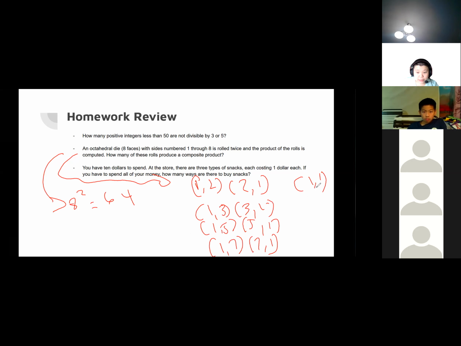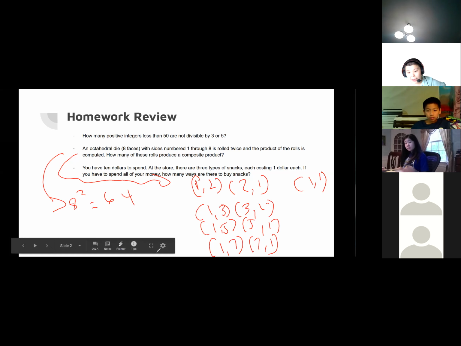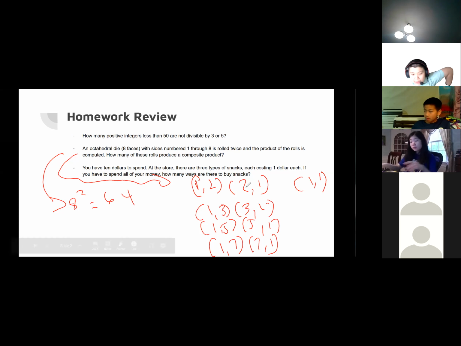In response to some people, 1 times 1 is 1, and 1 is not prime. However, 1 is also not composite. If you remember, a composite number can be divided by two numbers that are not itself, and 1 does not fit that. It's not prime because it only has one divisor instead of two, but it's also not composite.